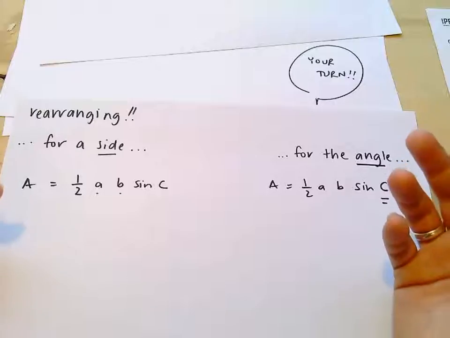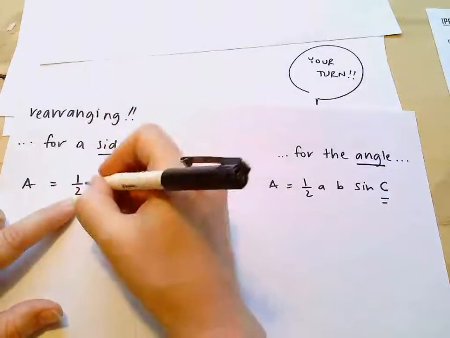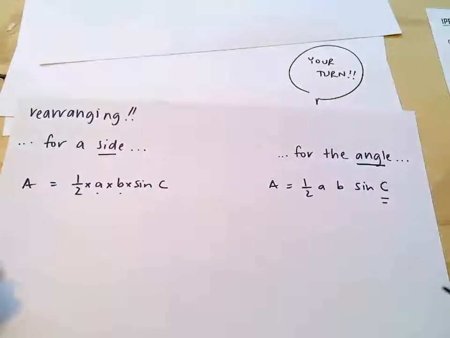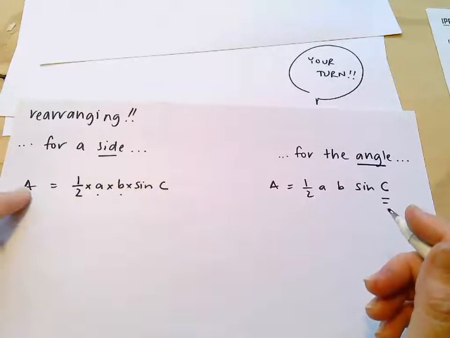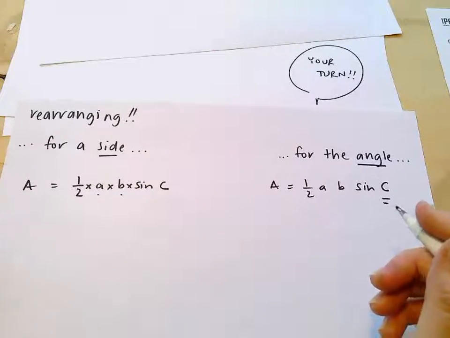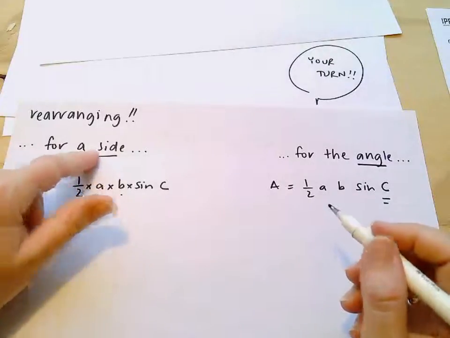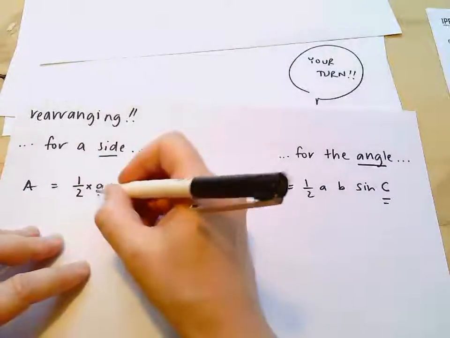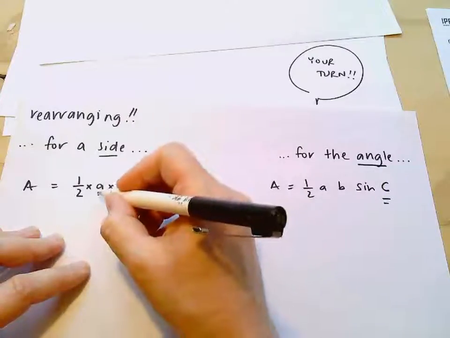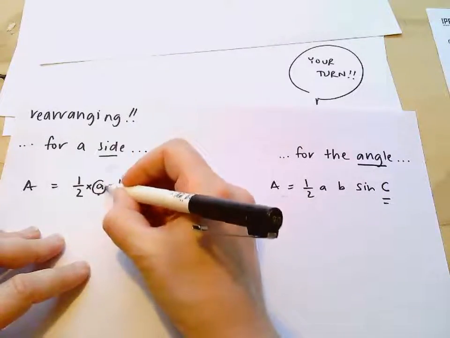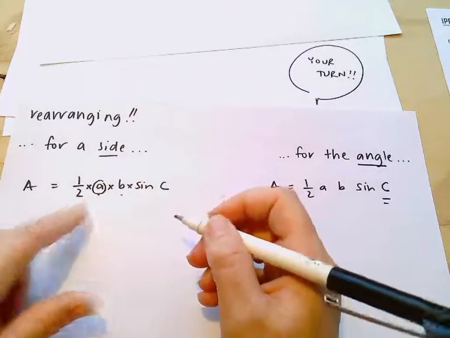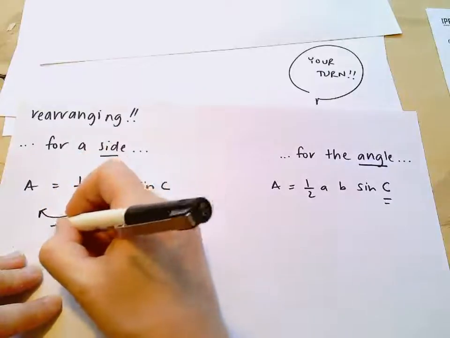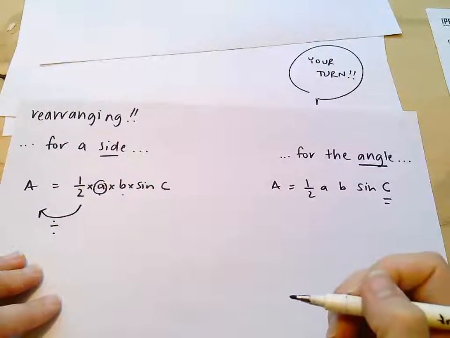Thankfully, it's pretty straightforward. As you'd notice, and as we mentioned before, all of the signs between these things are multiply. So what that means is if you're trying to get any one of these things on their own, you're just going to take them over by dividing. So in this case where I'm trying to get a side on its own, doesn't matter if it's A or B, I'm just going to say A for the sake of saying one of the sides. If I want to get A on its own, I've multiplied everything by A. So if I want to take everything else over, I'm going to have to divide by everything else.